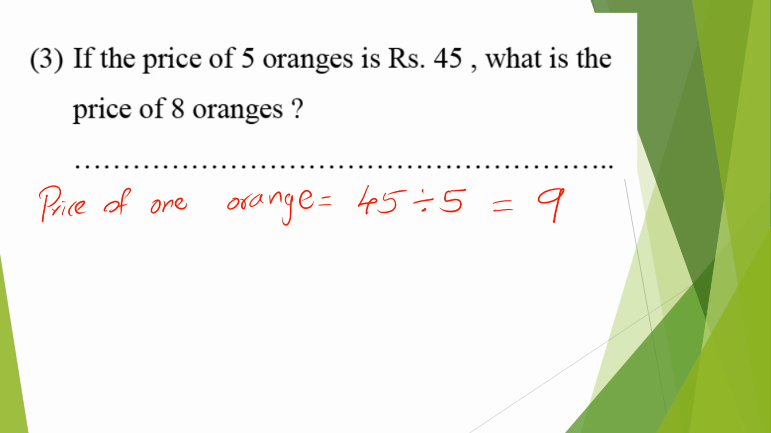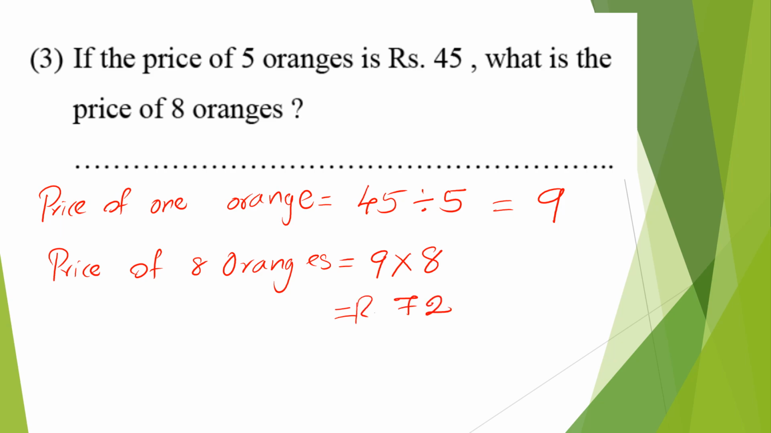Okay. Then price of one orange is 9 rupees, and then price of 8 oranges is equal to 9 into 8, which is 72 rupees. So this is the answer. You can write here 72 rupees. So this is how you get the answer.